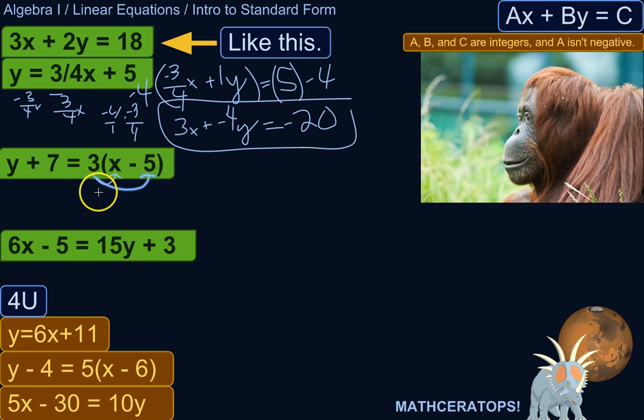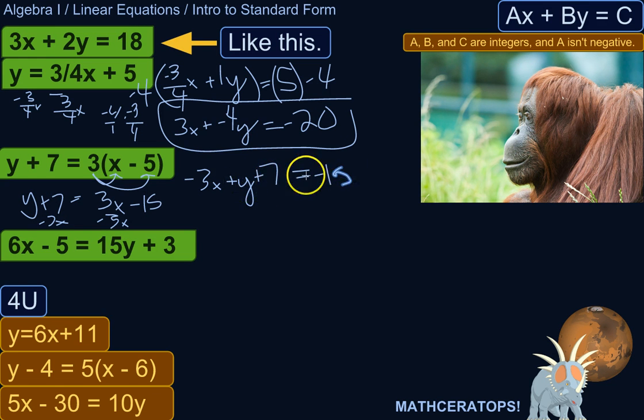Just kind of clarifies the situation over there. And 3x minus 15 is what that would be. Could expand that to 3x minus 15. So we got y plus 7 equals 3x minus 15. Now, I want to get the x's and y's over on one side, so I'm going to subtract that 3x just to move it over to the other side. Okay, so we've got negative 3x plus y plus that 7 is equal to negative 15.